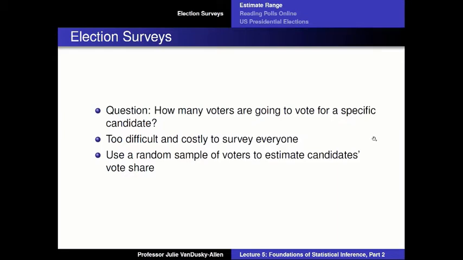Imagine it is an election year, and you want to know how many voters are going to vote for a specific candidate. You could theoretically ask every single voter what their vote intentions are, but that would be too difficult and too costly. Instead, you could ask a random sample of voters what their vote intentions are, and use the information from that sample to estimate candidates' vote share.